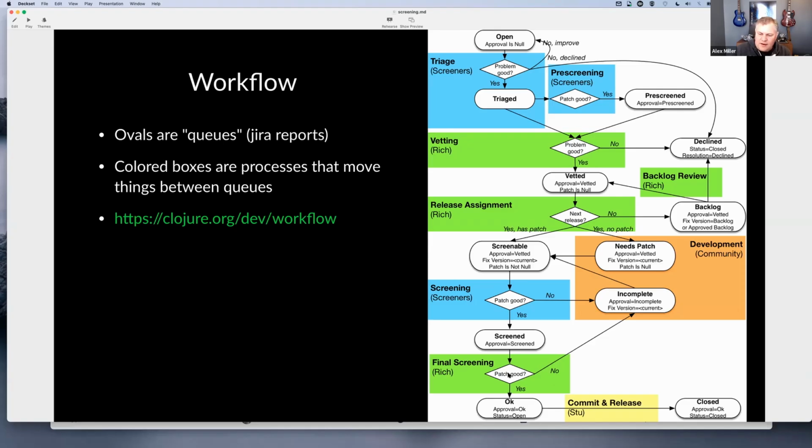And then eventually he will mark things as okay, which basically means they're free to commit. For a long time, that committing and releasing process was done by Stu. I've been doing that for the last year or so. But that's core team stuff, basically. And then once they get in, we cut a release. So that's the overall process here.